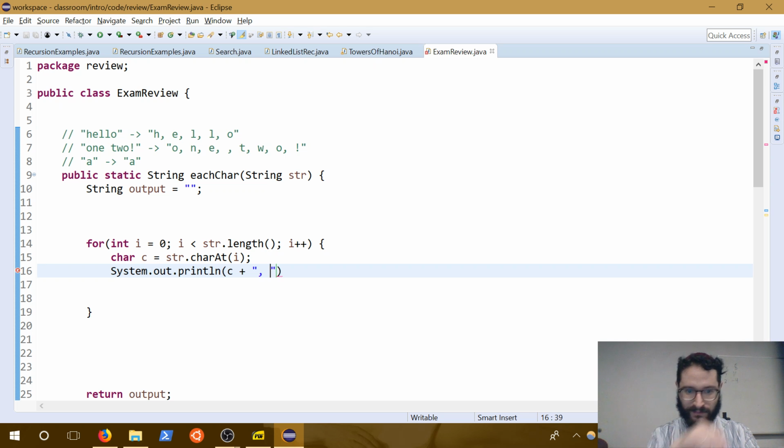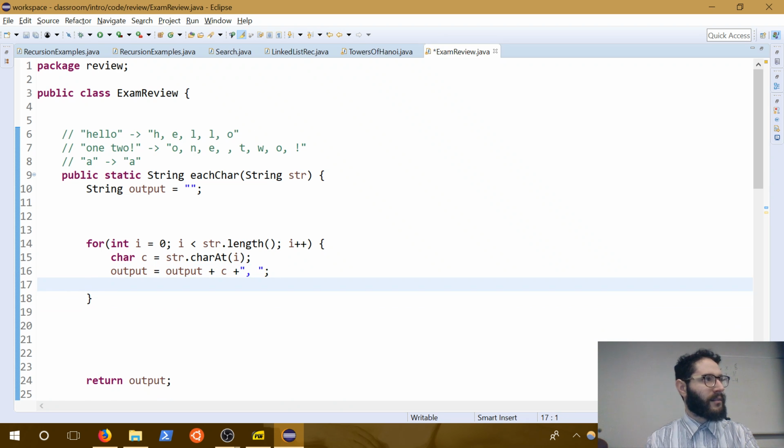But we know that we're not outputting it. We're concatenating. We're adding it to the output. So we would say output is equal to what's currently in the output, and then we want to glue the character to it, plus a comma and a space.